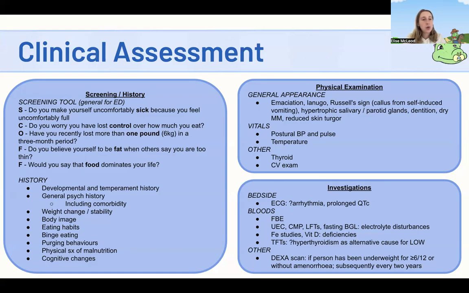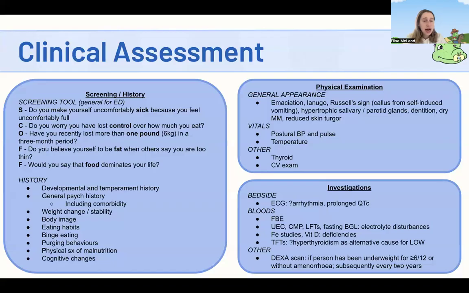The O is for loss of more than 1 pound, or which is equivalent to about 6 kilograms in a 3-month period. And then F, do you believe yourself to be fat when others say you are thin? And then the other F is for, does food dominate your life? There are also some other questions in the speaker notes that are more specific to bulimia nervosa.